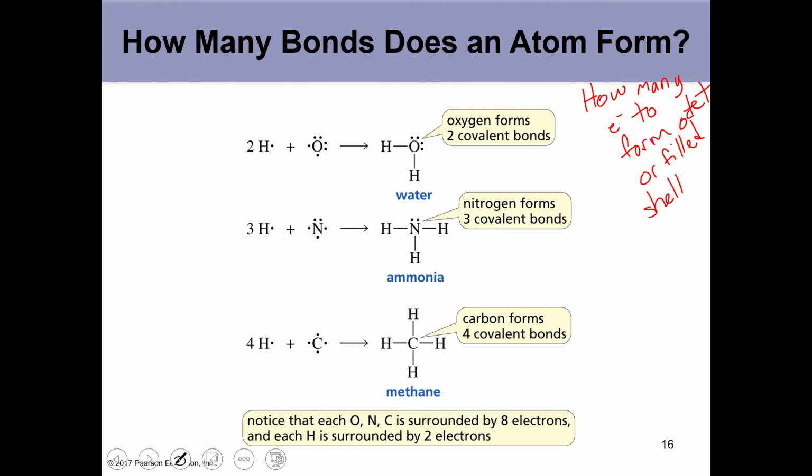All right, so water, oxygen has 6 valence electrons. It's 2 short of an octet, forms 2 covalent bonds. Nitrogen, 5 valence electrons, needs 3 more electrons to form an octet, forms 3 bonds. Carbon, 4 valence electrons, to form an octet needs 4 more, so 4 covalent bonds.